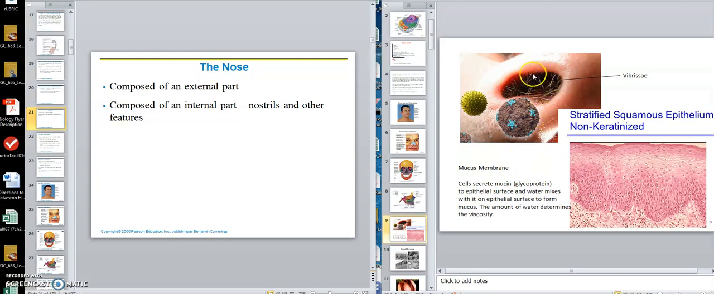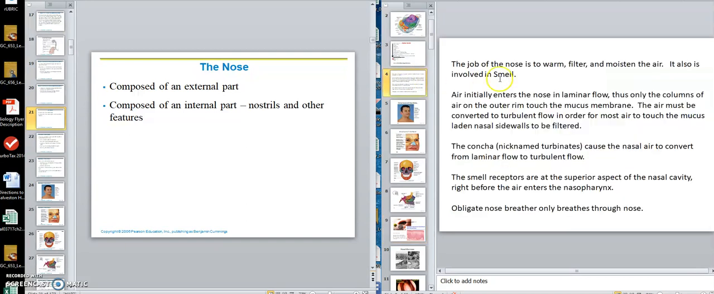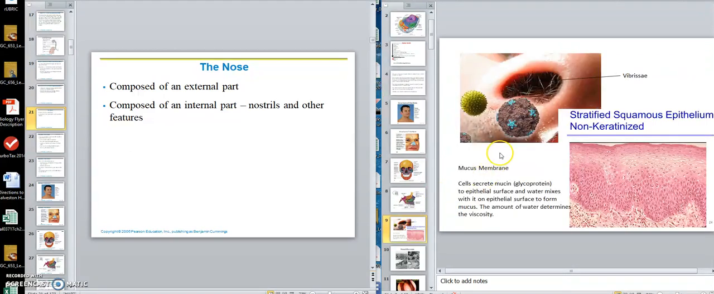So you need these vibrissae and that mucous membrane to keep these pathogens from getting in. So the job of the nose, again, is to warm, filter, and moisten the air. The air coming in needs to be warm to try to get it up to body temperature. What did that was the fact it's touching the side walls, and the blood is in the dermis underneath, and it's doing that.